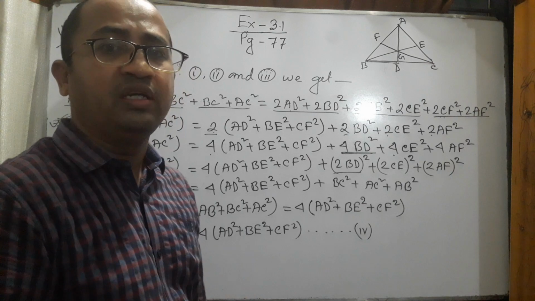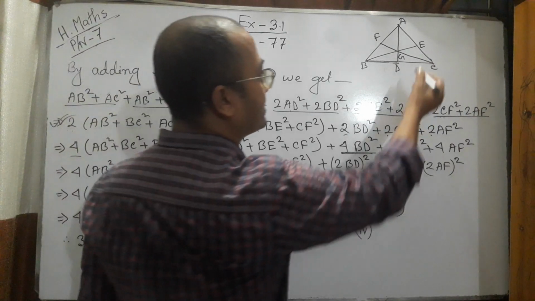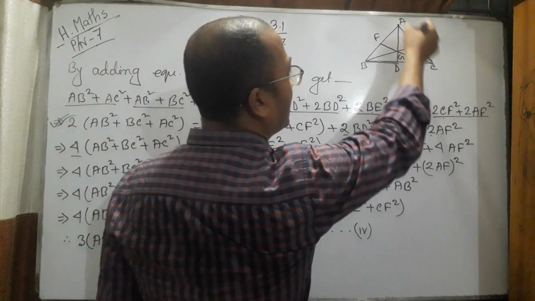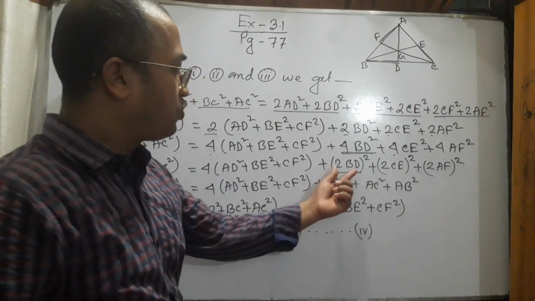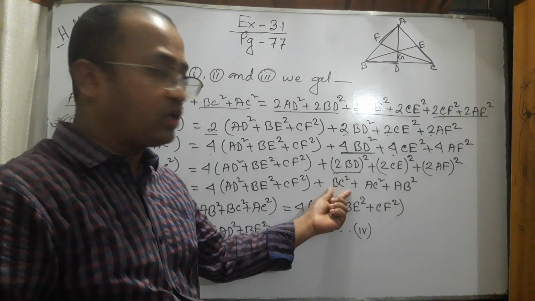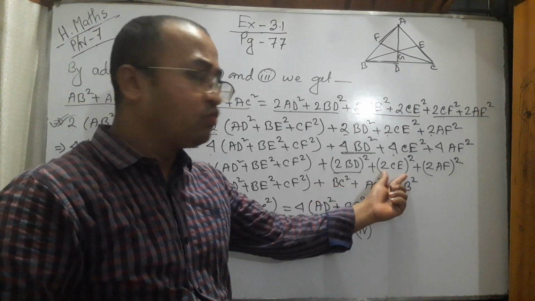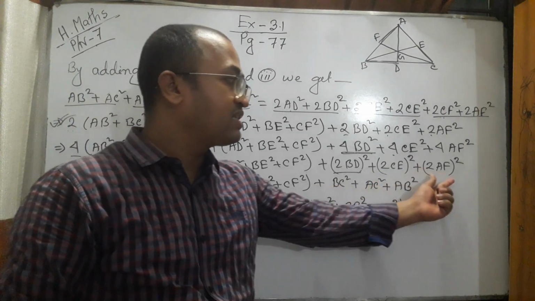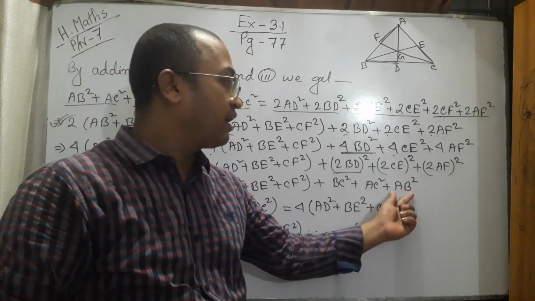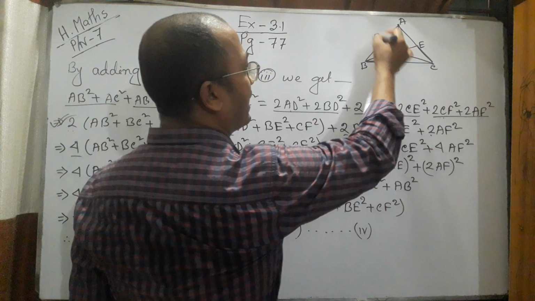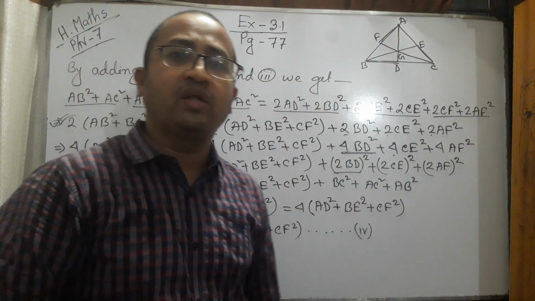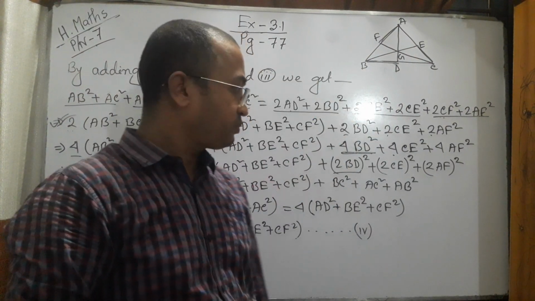Twice BD will be BC. Similarly, twice CE will be AC. And twice AF will be AB. So twice BD, we can write BC square. Twice CE, we can write AC square. And twice AF, we can write AB square, as D, E and F are the midpoints of the lines respectively.